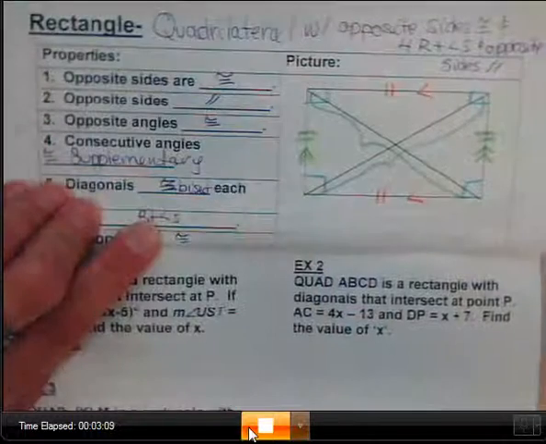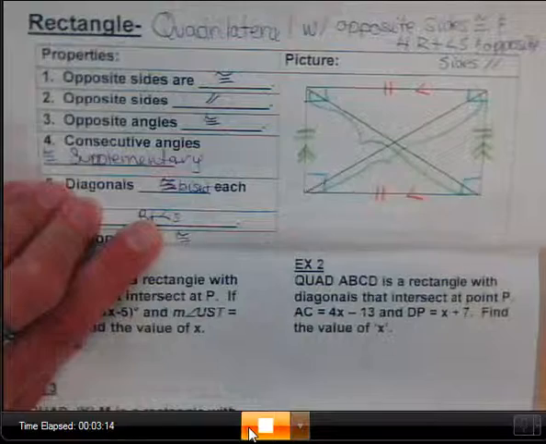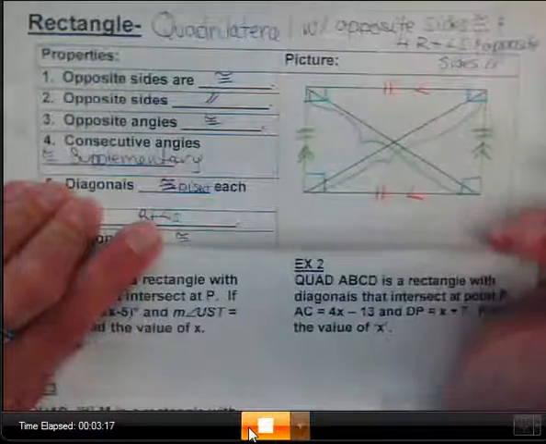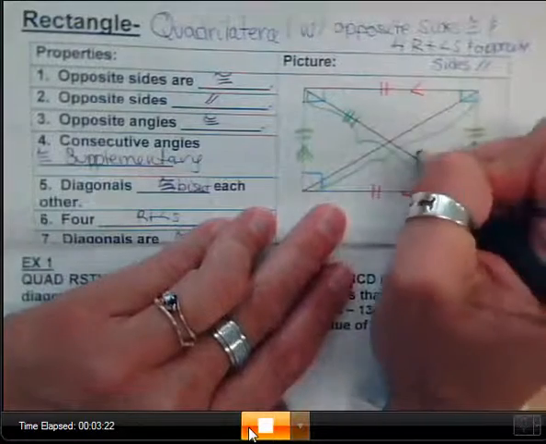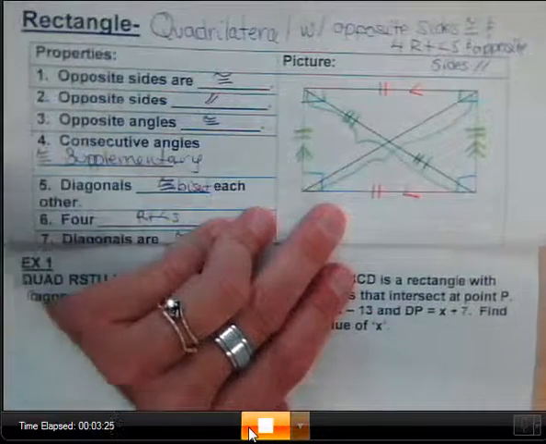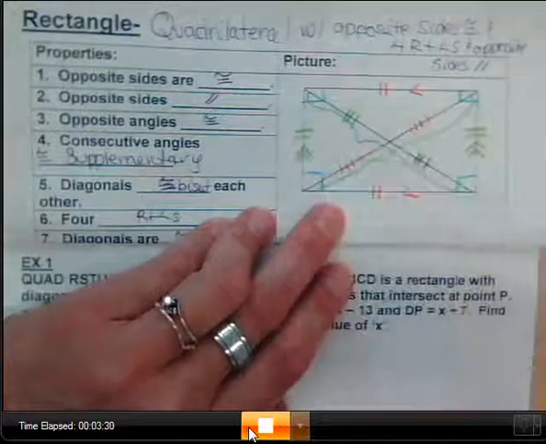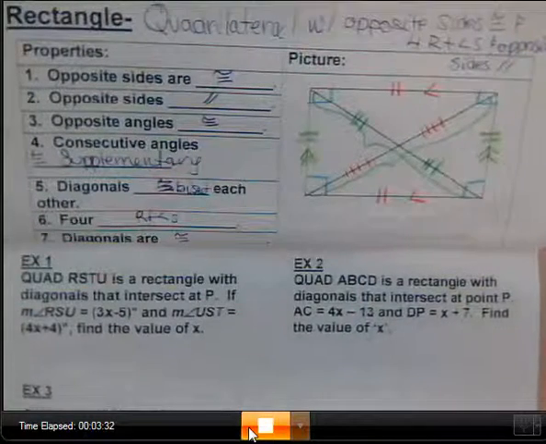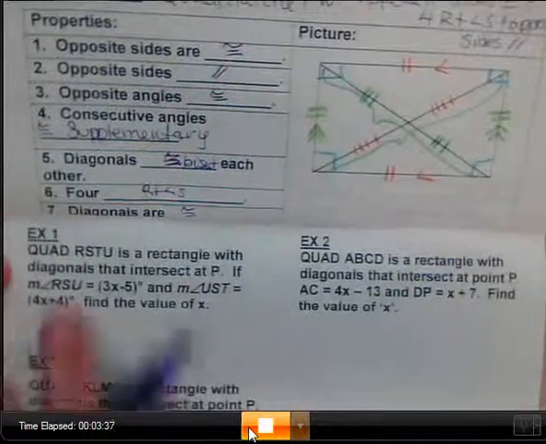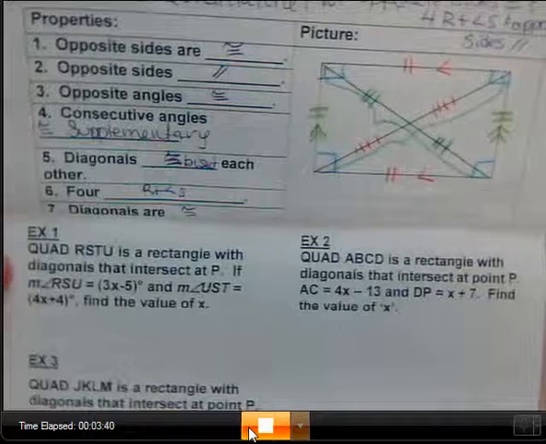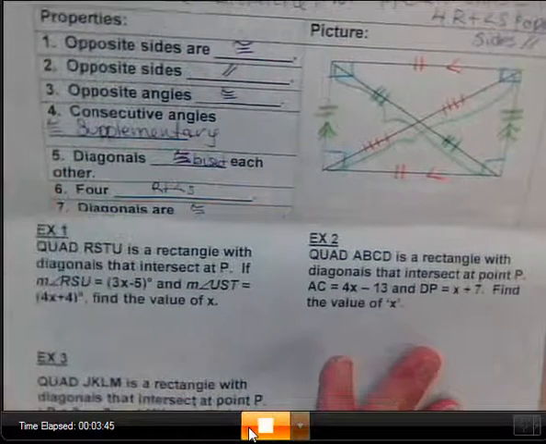So diagonals bisect, so we're going to use, I'm running out of colors here. I've already used my 2, so let's do 1, 2, 3, 1, 2, 3, 1, 2, 3, 4, 1, 2, 3, 4. So that shows that they bisect one another. Now you're going to use these properties. You can go ahead and finish out your example 1, example 2, and example 3 to do those. That's part of your rectangle assignment.